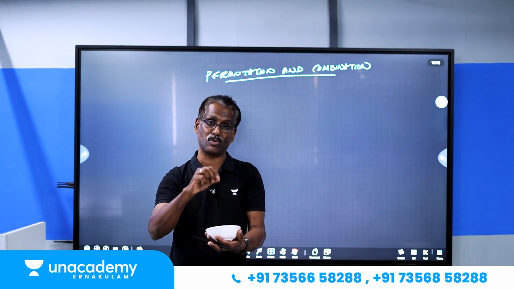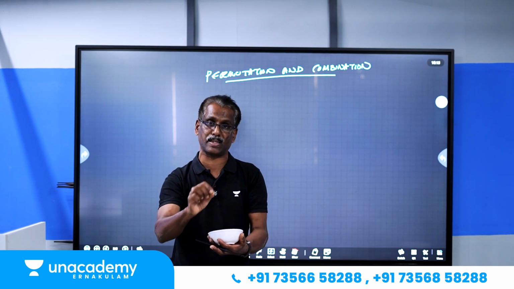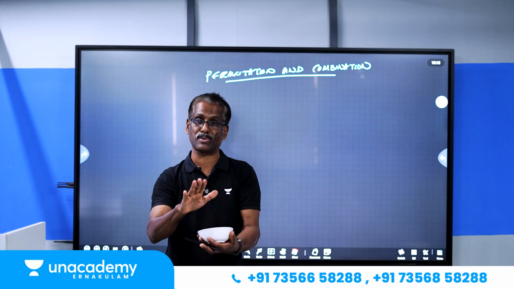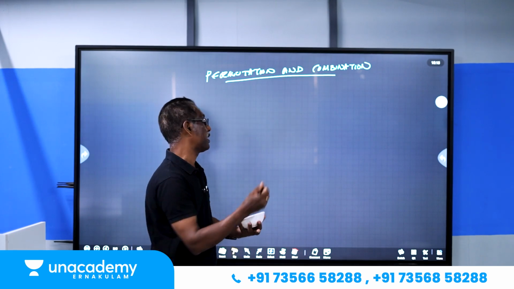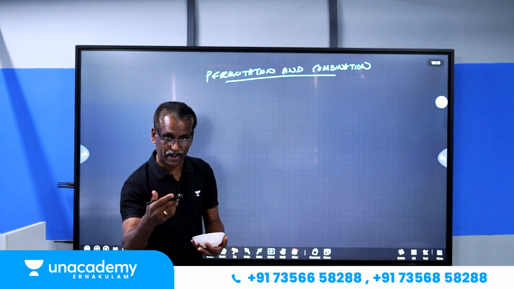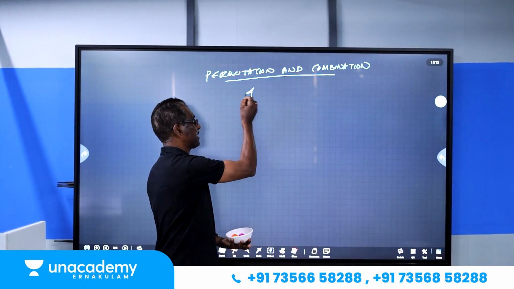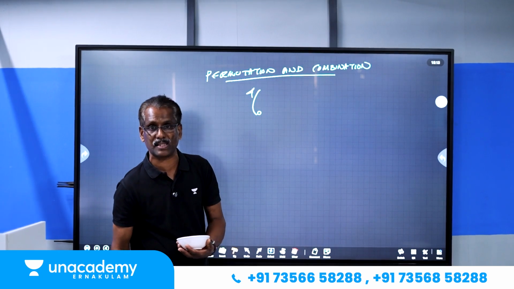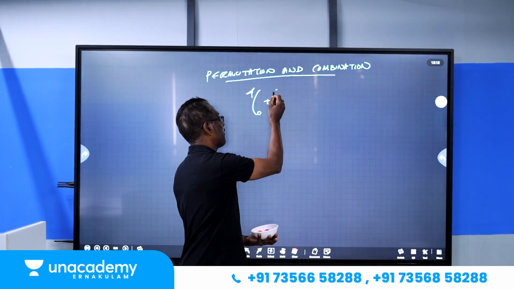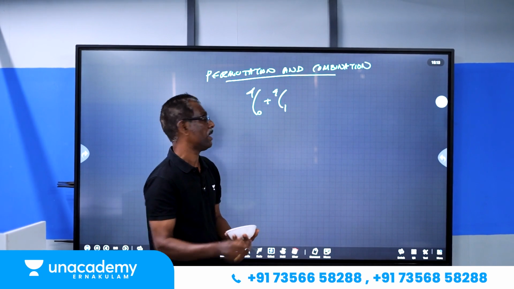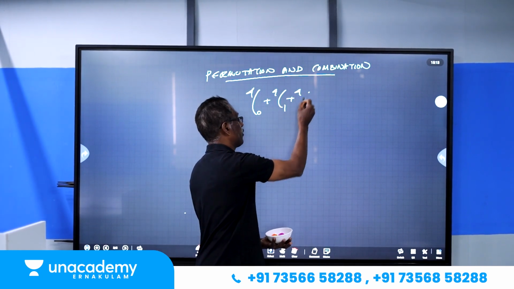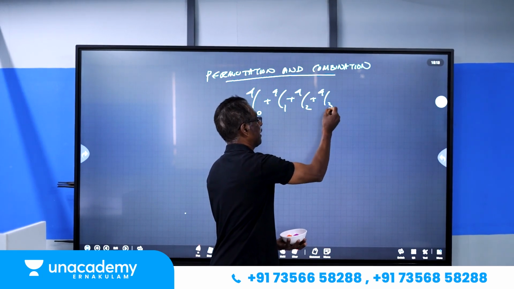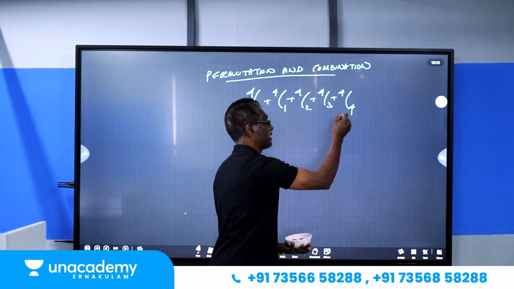If you take at least 1 ladu from this bowl, the answer is 2 raised to 4 minus 1. So here all the 4 ladus are distinct. That means according to the combination property, out of 4 distinct ladus, you may not take any of the ladus, that is 4C0. Or you may take 1 ladu, that is 4C1. Or you may take 2 ladus, that is 4C2. Next one, 4C3, 4C4. That is the answer.